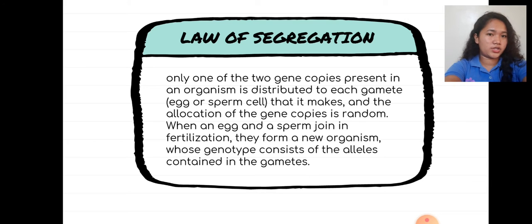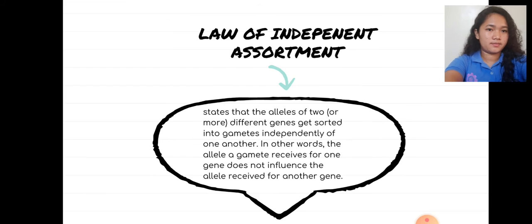Law of segregation: only one of the 2 gene copies present in an organism is distributed to each gamete that it makes, and the allocation of the gene copies is random. When an egg and a sperm join in fertilization, they form a new organism, whose genotype consists of the alleles contained in the gametes.